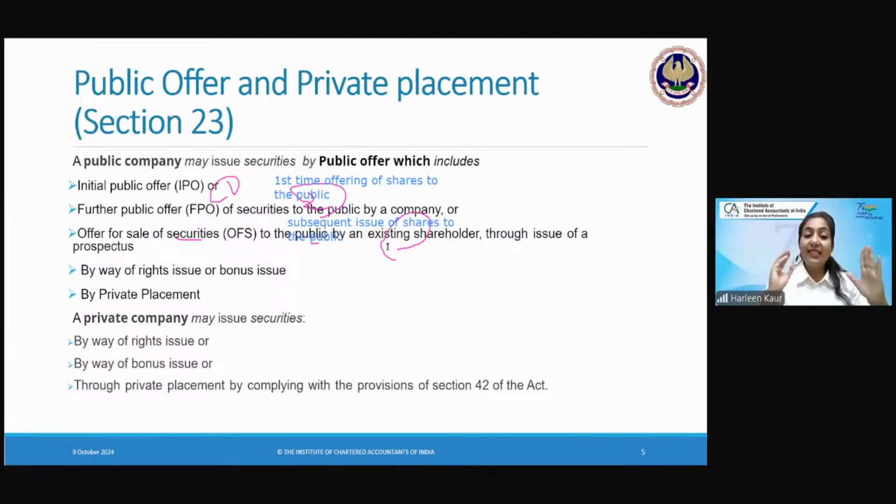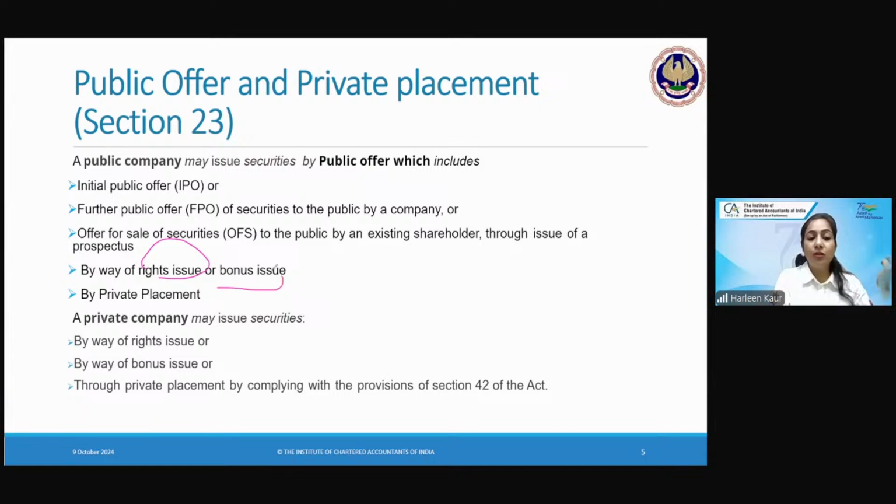Now these three are the public offer methods: IPO, FPO, and OFS. Another, fourth, way in which the company can raise money is by way of rights issue. How can the company raise money? By way of rights issue or bonus issue. Now, what is the meaning of rights issue and bonus issue?